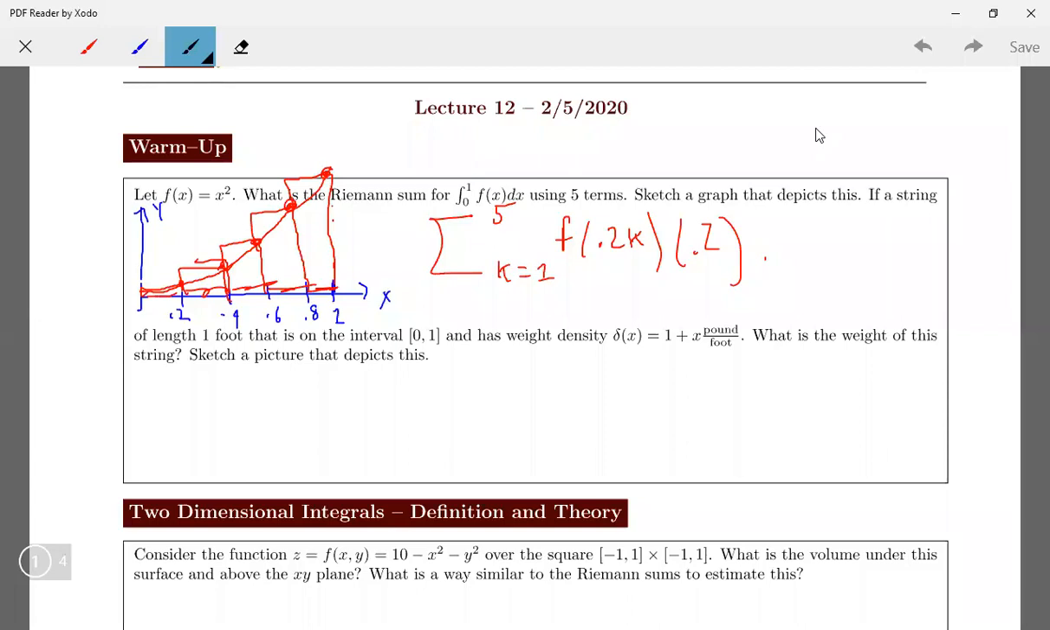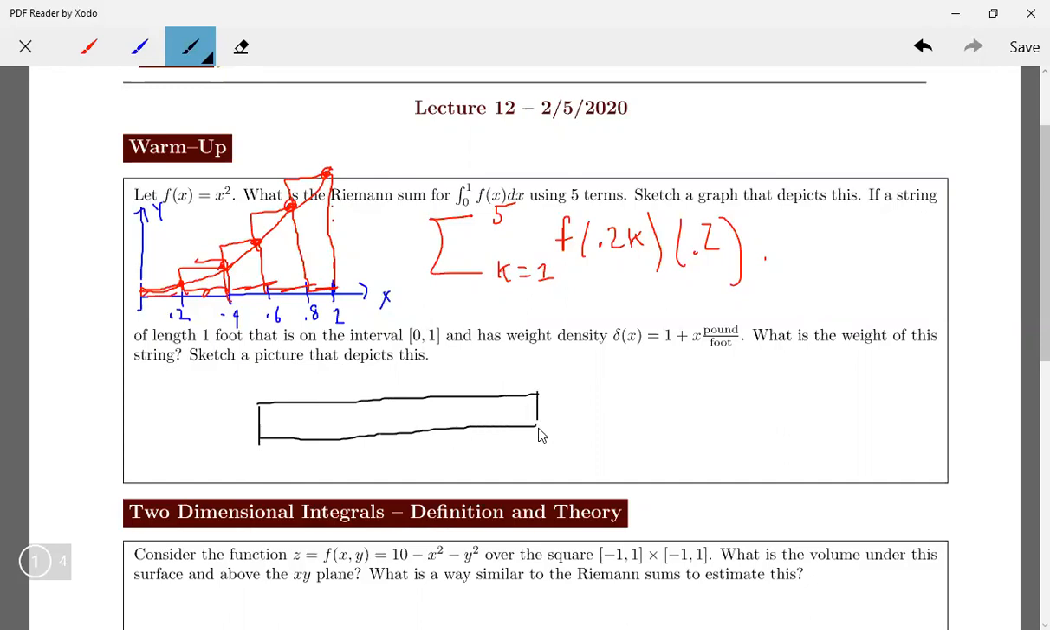Now I want to look at an example that you might not have seen in Calc 1, but is similar to the problems that we've done so far. So we have a string of length 1. I'm just going to make it a fixed string like this that goes from x equals 0 to x equals 1, and it has this weight density, delta of x equals 1 plus x. Okay, so what is the weight of this string?